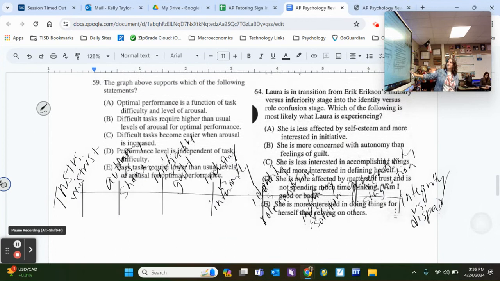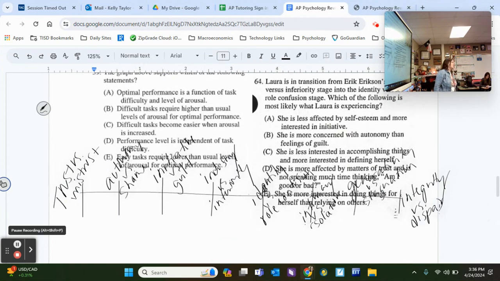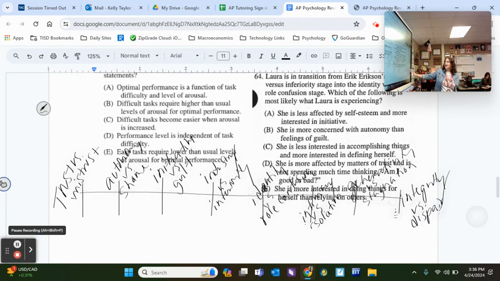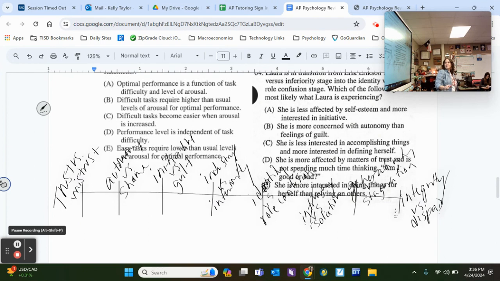Okay, so she is in identity versus role confusion. She's trying to figure out who she is. And so what's the correct answer? C. She is less interested in accomplishing things that she would have been accomplishing at school, but now she's all like, "What? Who am I? What's going on? Who am I? What am I writing? Who am I?"